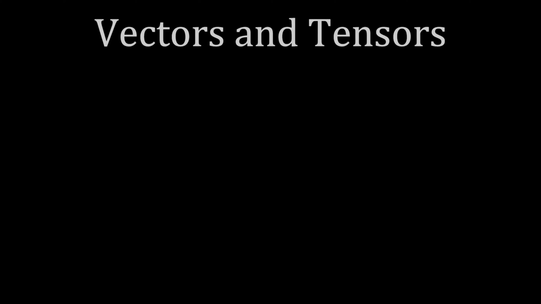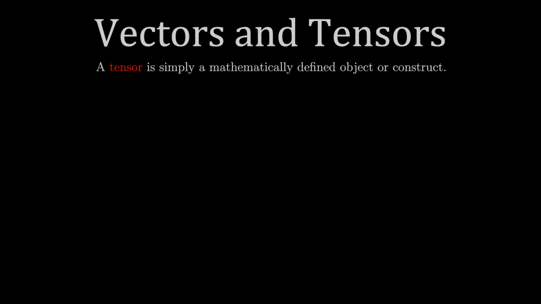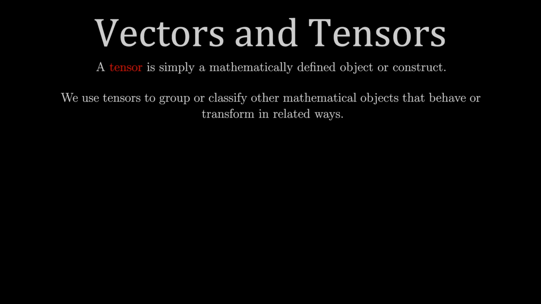Hello there, students. Today we're going to learn about tensors and how they relate to vectors. A tensor is simply a mathematically defined object or construct used to group or classify other mathematical objects that behave or transform in similar ways.